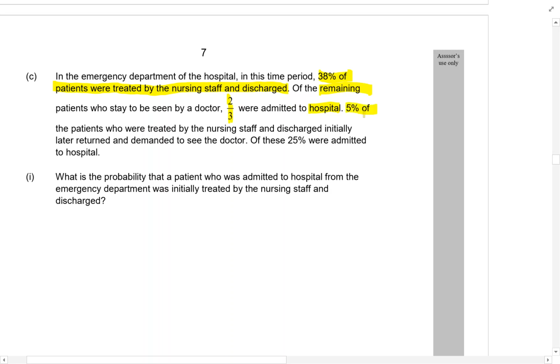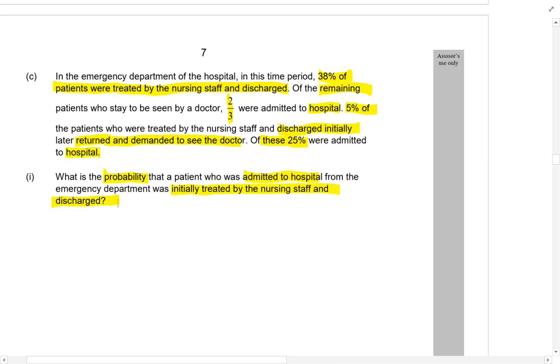5% of the patients who were treated by the nursing staff and discharged initially later returned and demanded to see the doctor. Of these, 25% were admitted to hospital. What is the probability that a patient who was admitted to hospital from the emergency department was initially treated by the nursing staff and discharged?